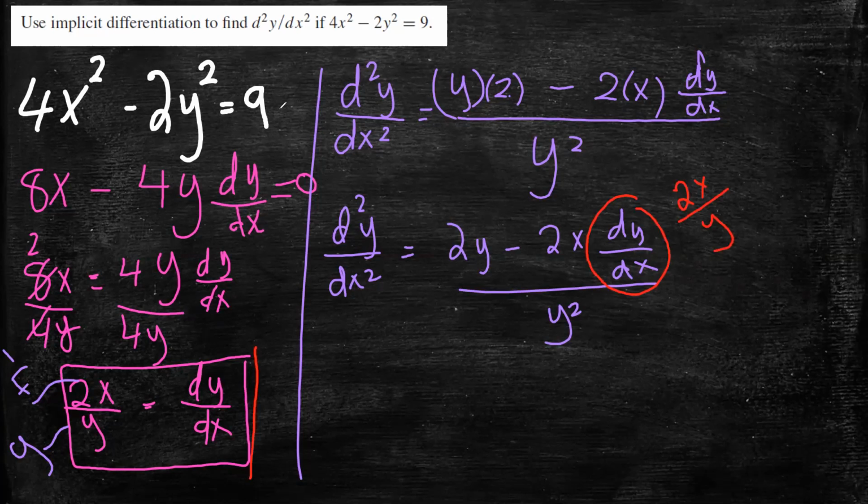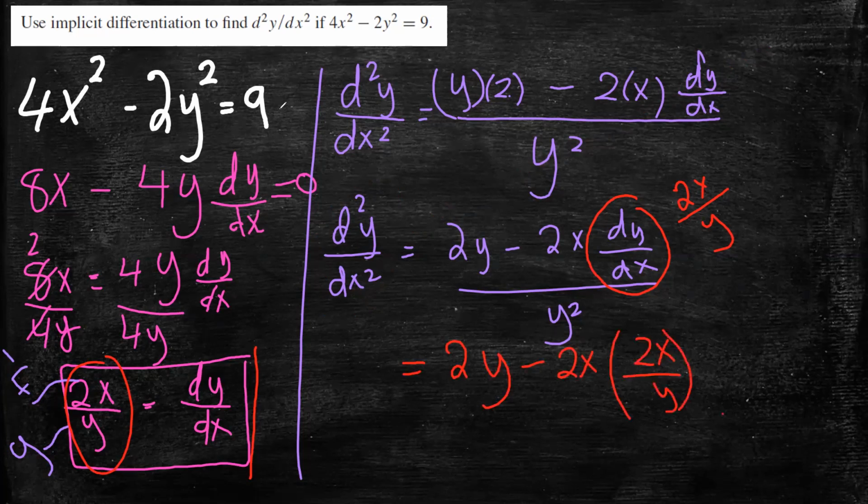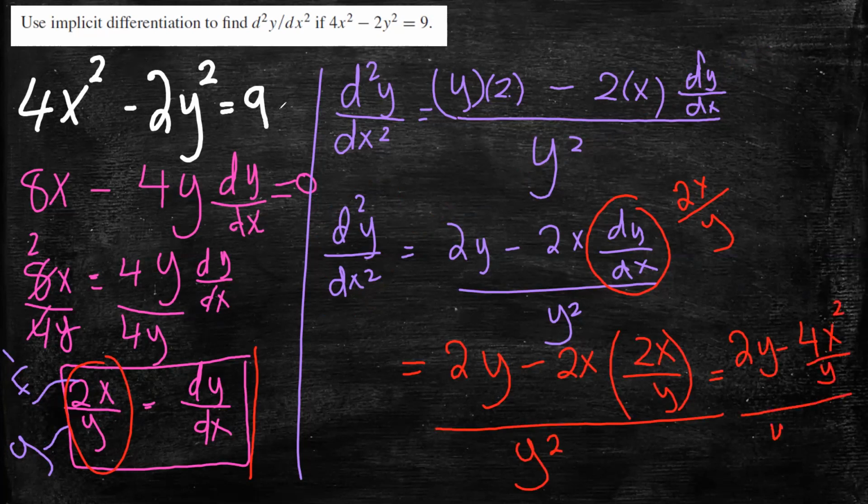So I will substitute now with 2x over y. Instead of writing dy over dx, I want only d squared y over dx squared, or the second derivative. That's only what I want. But here I have dy over dx. I cannot keep it, so I will substitute it now with 2x over y. So it is 2y minus 2x times 2x over y, all over y squared. So it is 2y minus 4x squared over y squared.